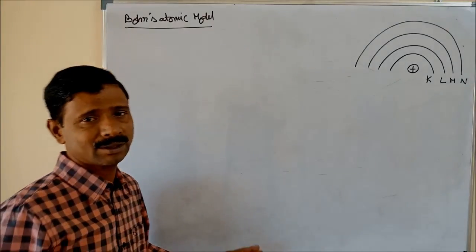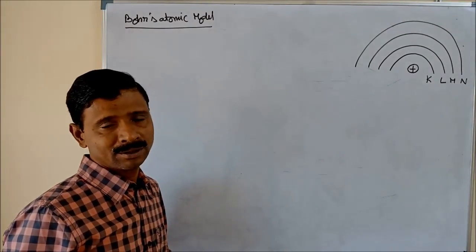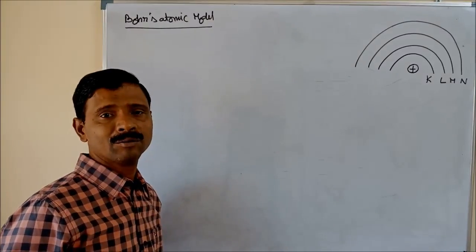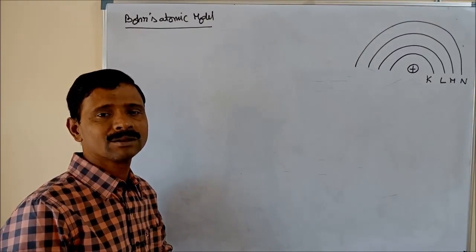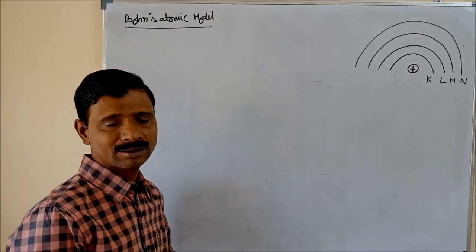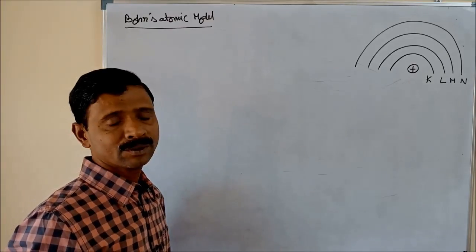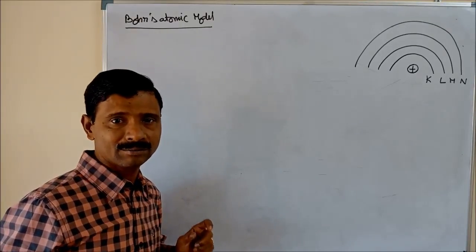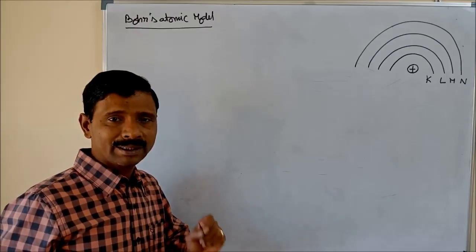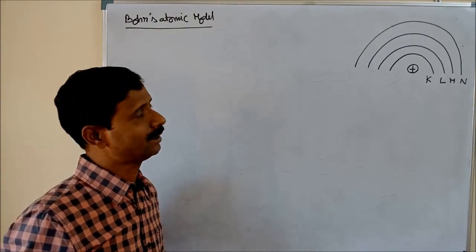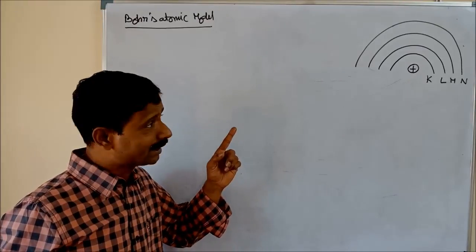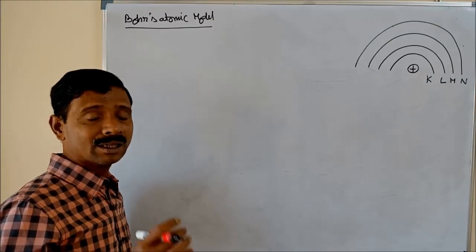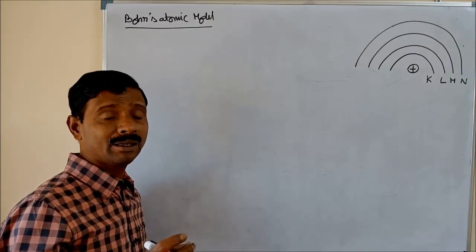Those are the circular orbits, and they are stationary orbits. Means as long as the electron is revolving in that particular orbit, its energy remains constant. That's why they are known as stationary orbits. Now, one of the important points regarding the stationary orbit is one postulate in Bohr's model, that is, the angular momentum of the electron which is revolving in that stationary orbit is an integral multiple of h by 2 pi.